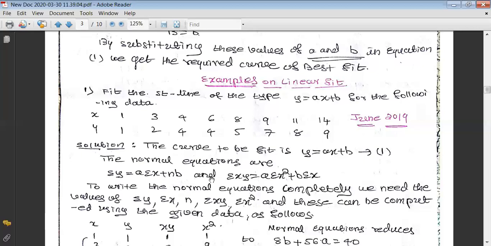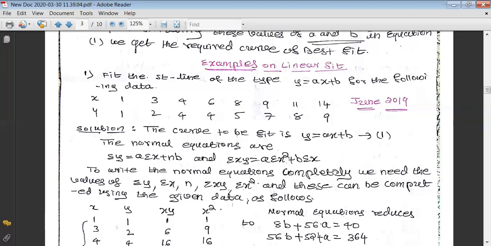And the second normal equation can be written as follows: first you have to look at what x is present in the equation of the curve to be fit. In this case, it is small x. Multiply both sides by small x, then take the summation on both sides. When we take the product of small x on both sides, LHS becomes x into y. If we take the summation, we get summation xy equal to a into summation x square plus b into summation x.